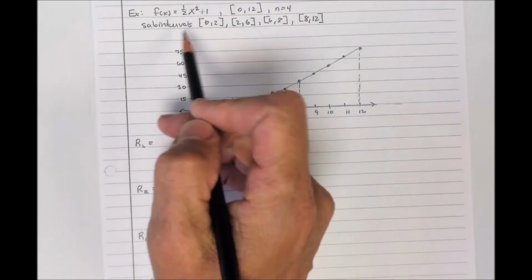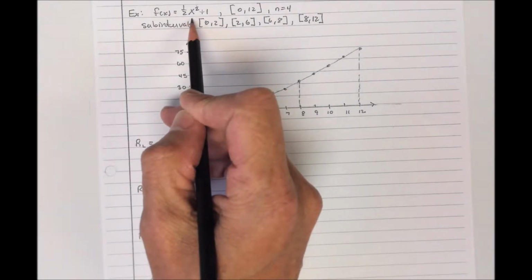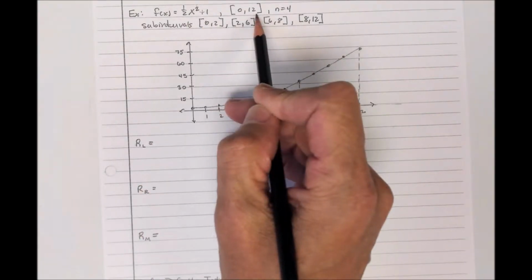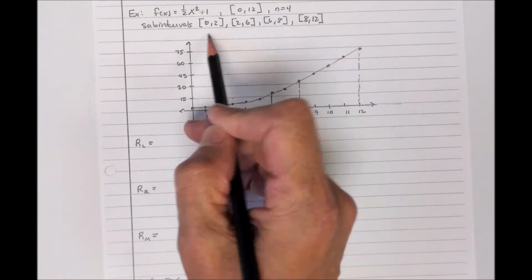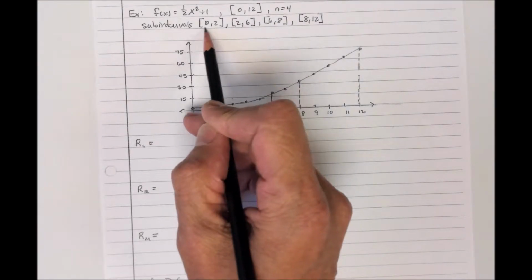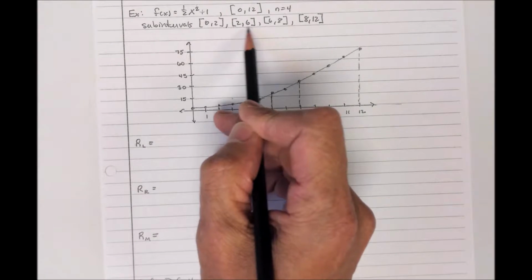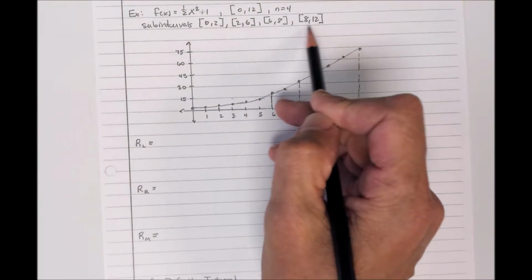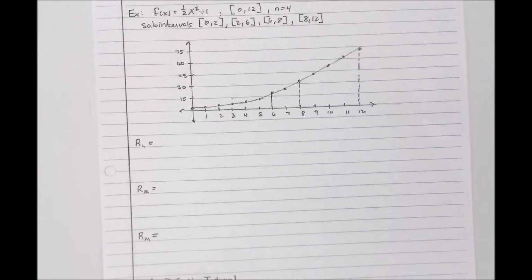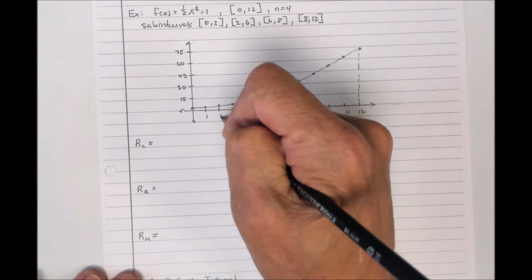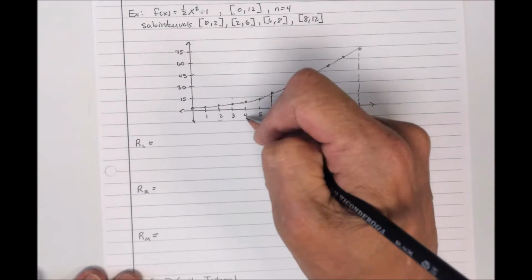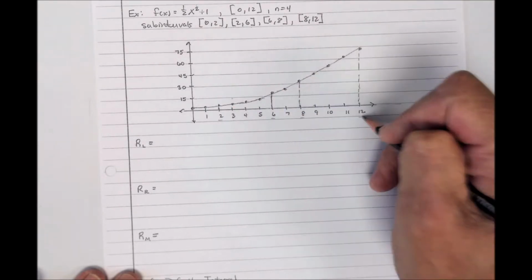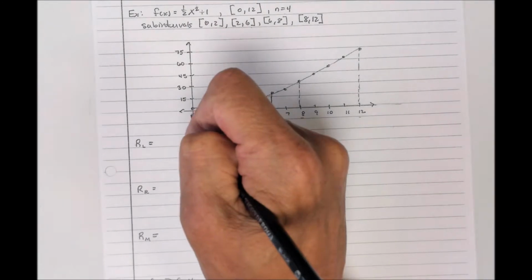So we have the function f of x equals 1/2 x squared plus 1 from 0 to 12, and we're going to have 4 subintervals. The subintervals go from 0 to 2, which has length 2, from 2 to 6, which has length 4, from 6 to 8, which has length 2, and from 8 to 12, which has length 4. This is not a regular partition, and I've tried to draw it in here as best I could. Here's the 2 and the 6 and the 8 and the 12, and of course, 0 here.